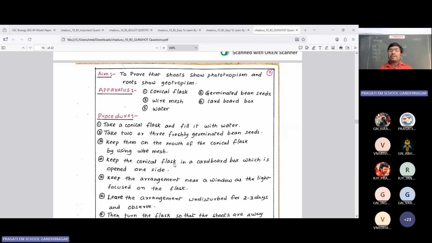Phototropism means the plant responds towards the light. Geotropism means the roots grow towards the gravitational force. Children, the roots grow where the soil and nutrients are. The apparatus for this experiment is a conical flask, germinating bean seeds, wire mesh, a cardboard box, and water.